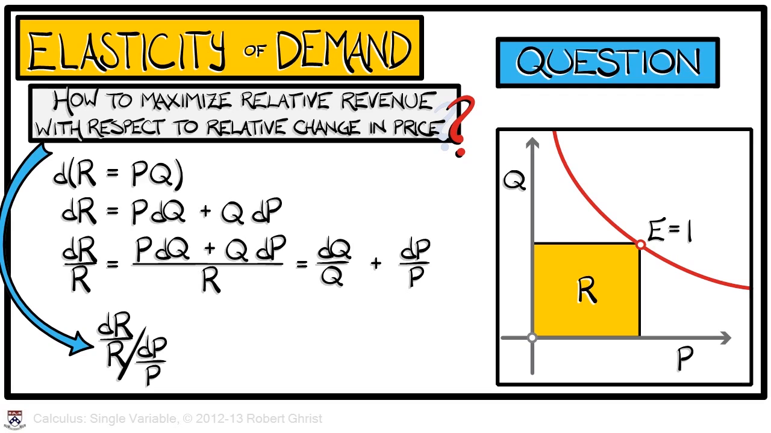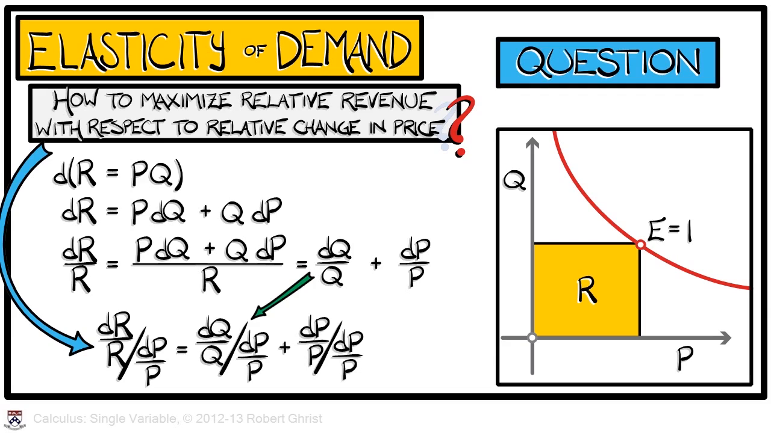And now, looking at the ratio of relative revenue to relative price gives us what? dQ over Q over dP over P plus dP over P over dP over P. That latter term simplifies to 1. The former is negative E. So we have maximal revenue when the elasticity equals 1.